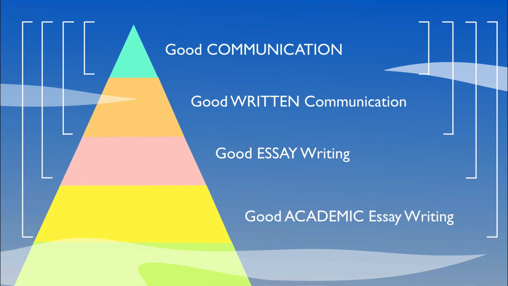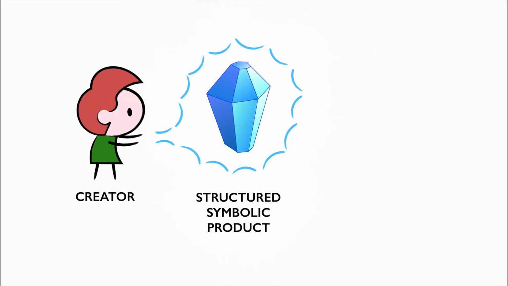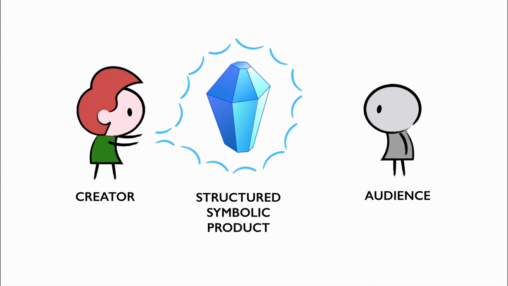Let's start near the top, where we're just looking at intentional, symbolic communication between you and a hypothetical audience. The picture here shows a creator who creates a structured symbolic product. The hypothetical audience interacts with the symbolic product, and through this interaction, experiences a change in mental state. The structured symbolic product could be a piece of written text, or a spoken story, or a film, or some other medium of symbolic communication.